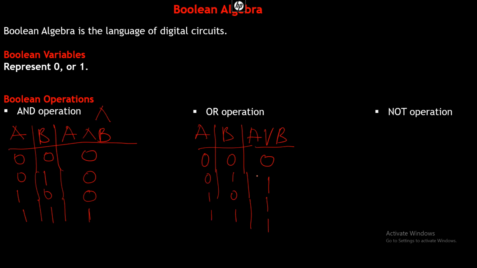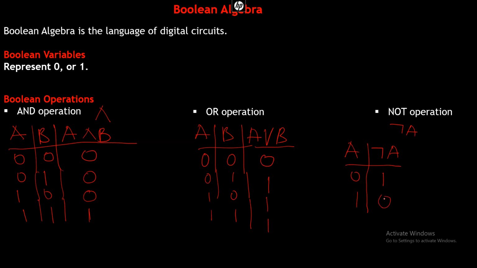Now, the NOT operation, which is a negation. This is, let me say, negation of A. You have your A, you have your negation of A. You have 0, 1. So the negation of when it's false is 1. The negation of when it's true is false.